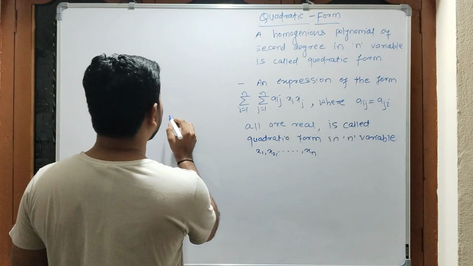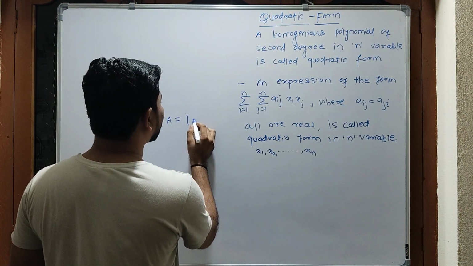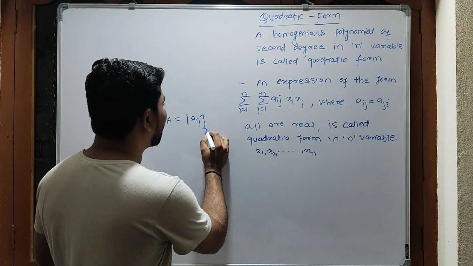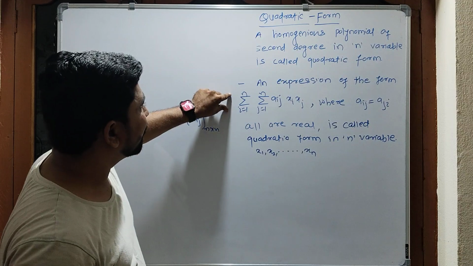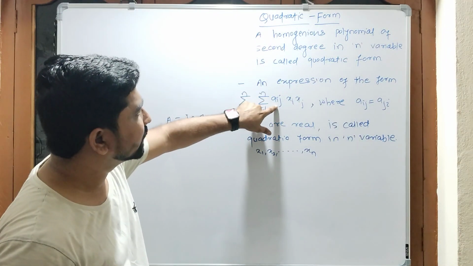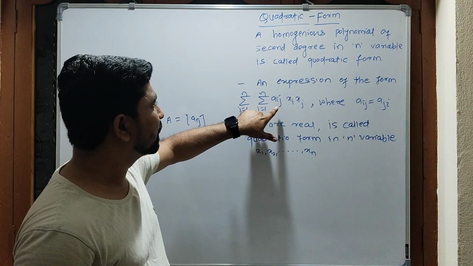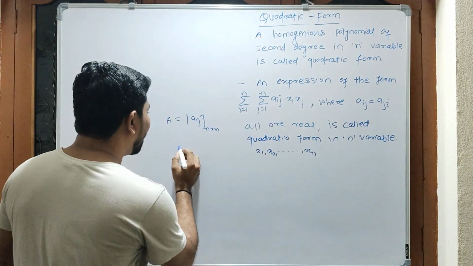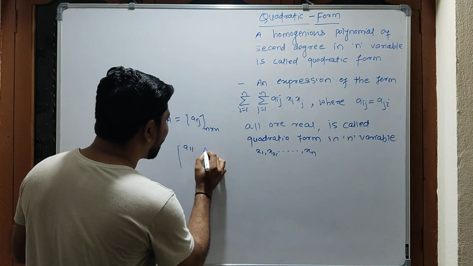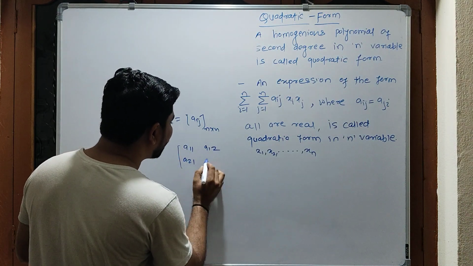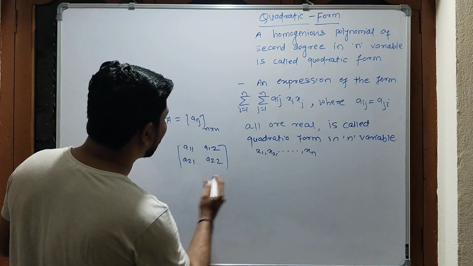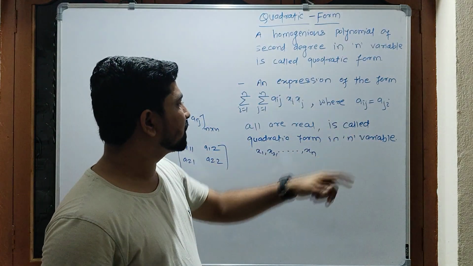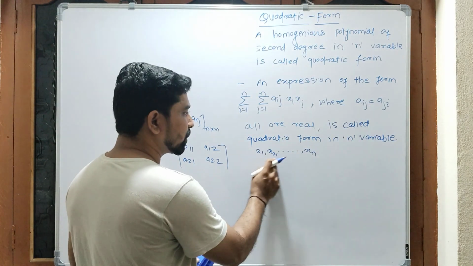For example, let's say this is your matrix A. Here the coefficients of this matrix are a_ij. Let's say this is a square matrix of order n cross n. Here summation i runs from 1 to n, j runs from 1 to n, a_ij, that is the coefficient of this coefficient matrix, x_i into x_j, where a_ij equals a_ji. So for example, this is a11, a12, a21 and a22. This means here a12 is the same as a21, here a_ij is the same as a_ji, all are real, is called a quadratic form in n variables x1, x2 up to xn.